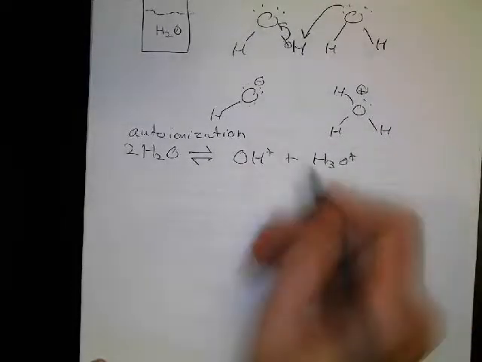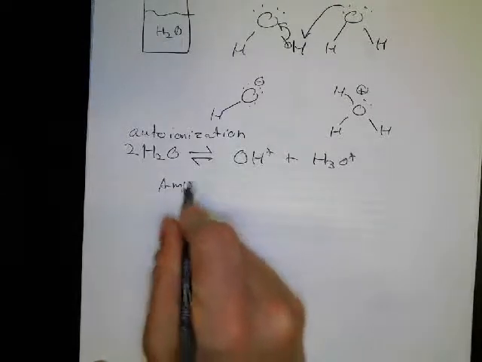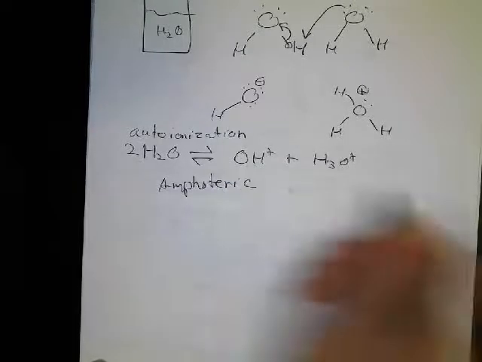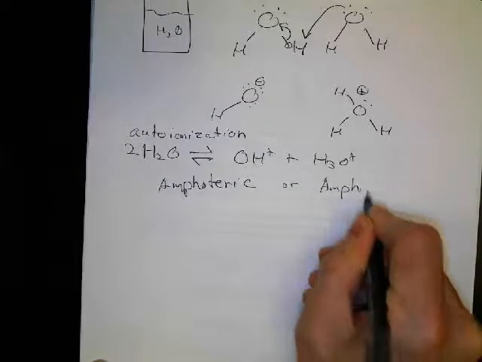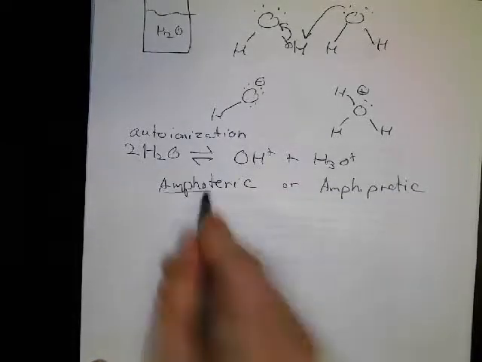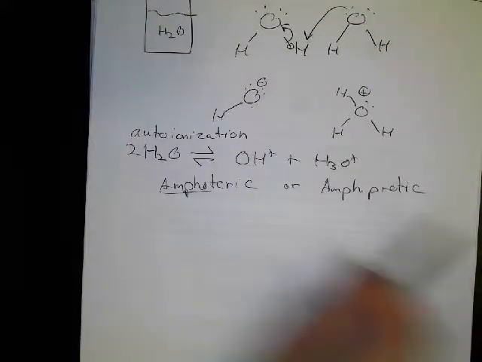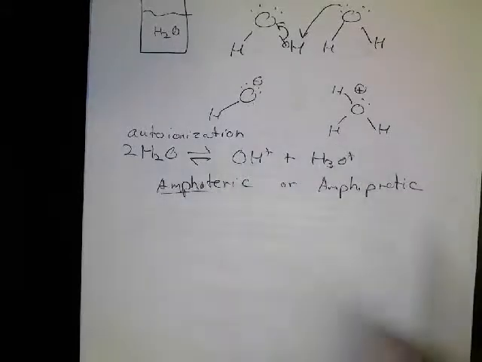Side note, something that can act as both an acid or a base is what we call amphoteric. Amphoteric, I can spell. Or sometimes I've heard it called amphiprotic. Ampho, if you remember, like an amphibian can live on land or water. It has both characteristics. Water can have both characteristics of an acid and a base.